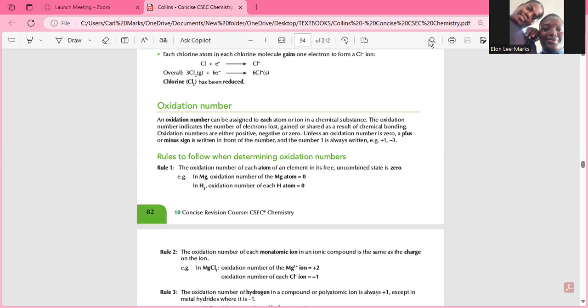Amen. Okay, so we're going to start with oxidation numbers and we're going to examine some rules for assigning oxidation numbers. Now, first of all, what is an oxidation number? Basically, it's a number that's assigned to indicate the number of electrons lost, gained, or shared as a result of chemical bonding. And with oxidation numbers, we normally put the sign, whether it's a positive sign or negative sign, before the number, right? And we have several rules we can follow when assigning oxidation numbers.